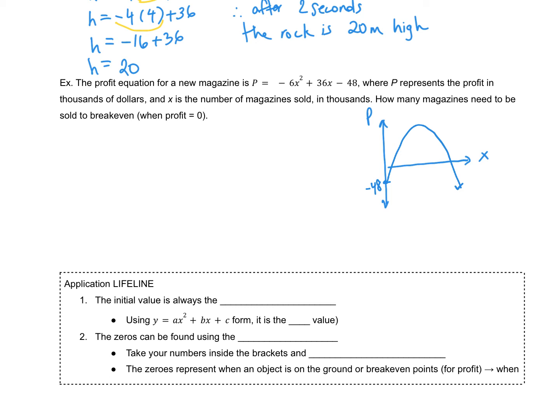I want to know when the profit is 0. This is when the profit is 0. So look at what we're looking for. Once again, we're trying to find the zeros. So this is similar to when the rocket lands or when the rock hits the water. We're just trying to find those x-intercepts, which means let's factor.